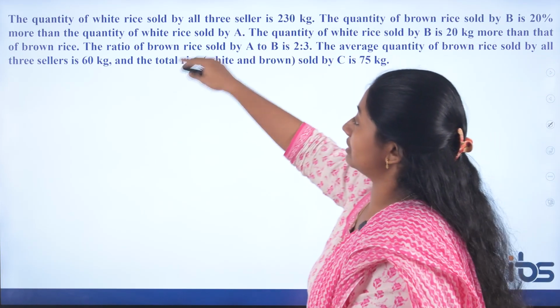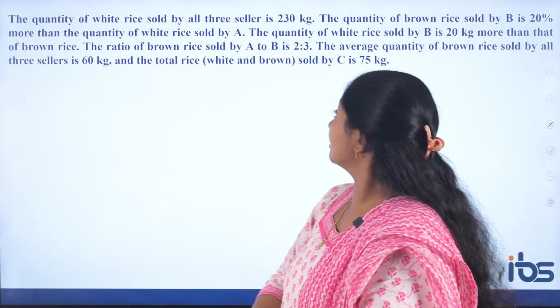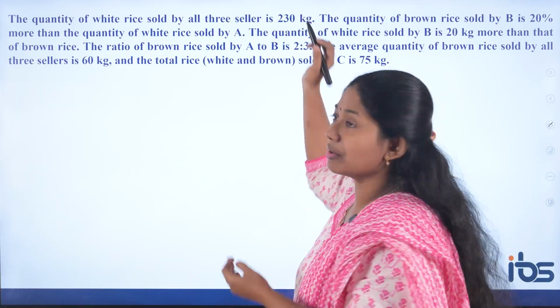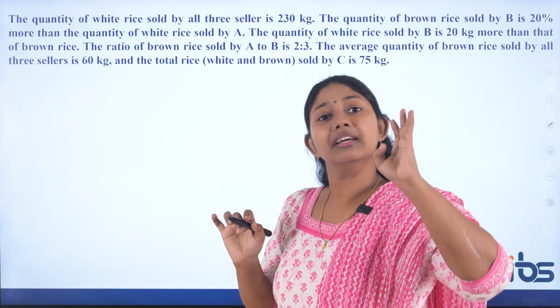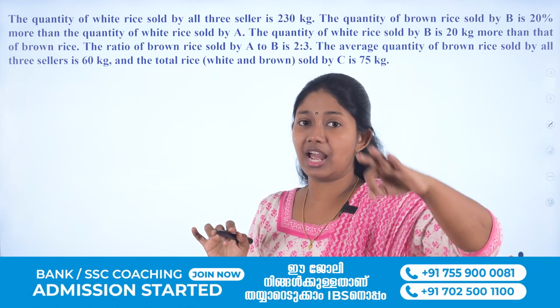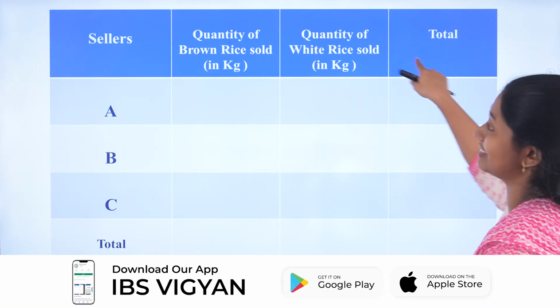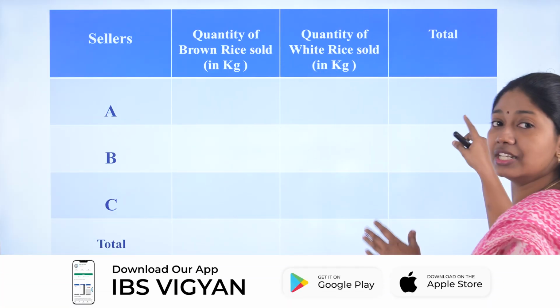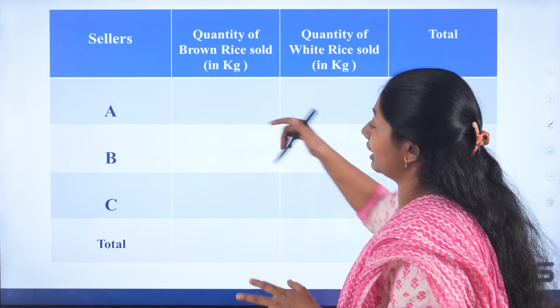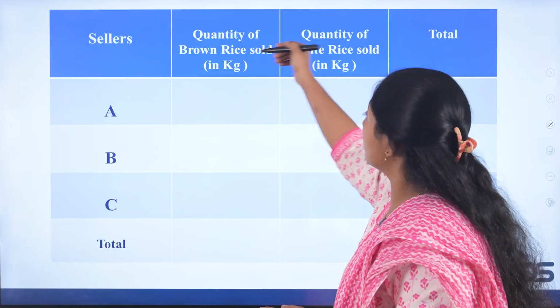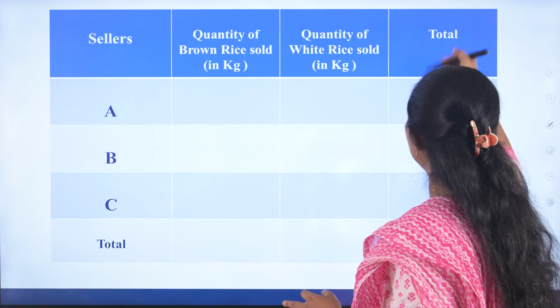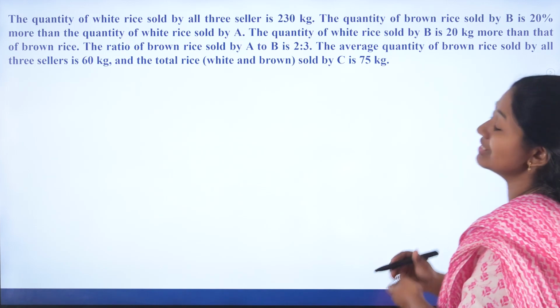This is the question about the quantity of white rice sold by seller S. From this I have got an idea that 3 sellers are there and they are going to sell brown rice and white rice. I have mentioned it in the next slide. In this way you have to decode the table: 3 sellers, brown rice and white rice in kgs, and total. So from this let me decode.